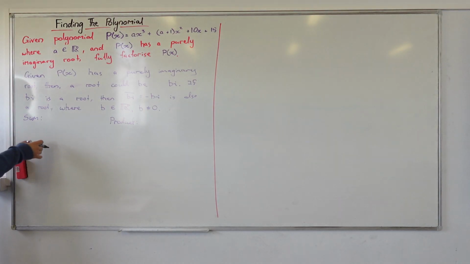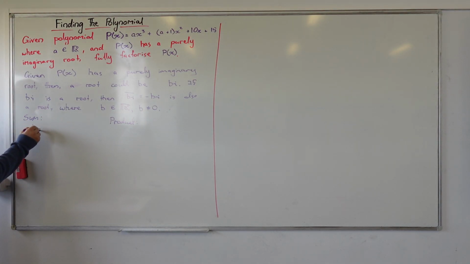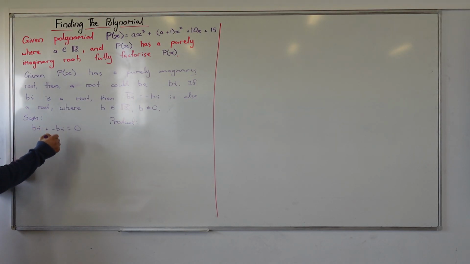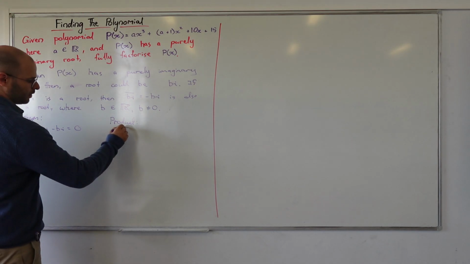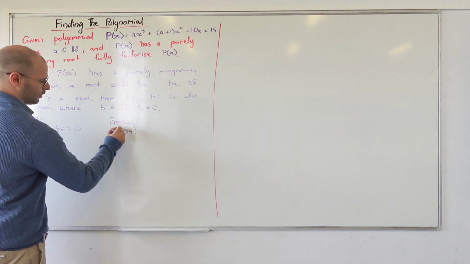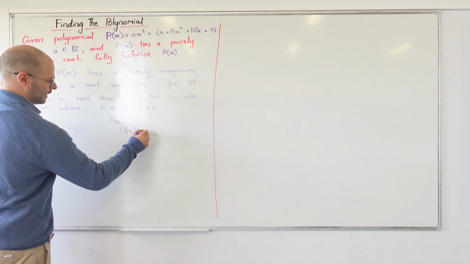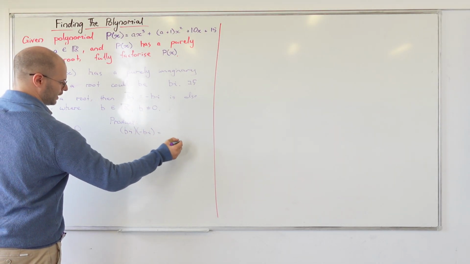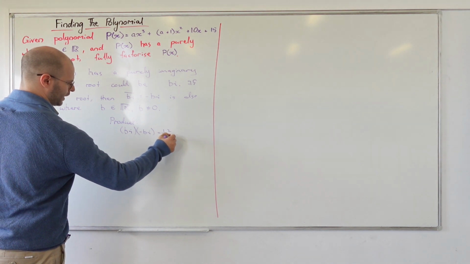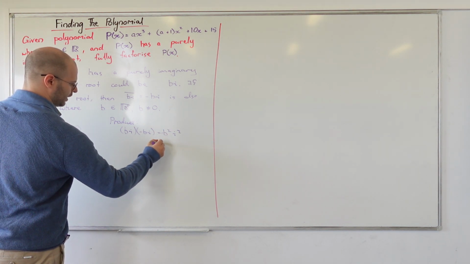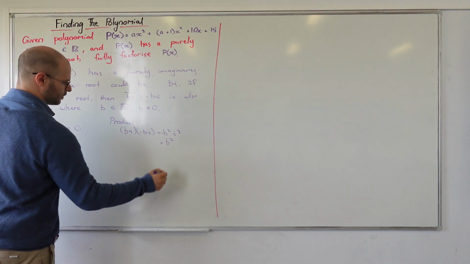For our sum, it's just going to be adding the 2 roots together. It's going to be bi plus negative bi, and that's going to give us 0. For the next one, it's going to be the product. It's going to be bi multiplied by negative bi, and that's going to be simply negative b squared i squared. And that will just give us b squared.